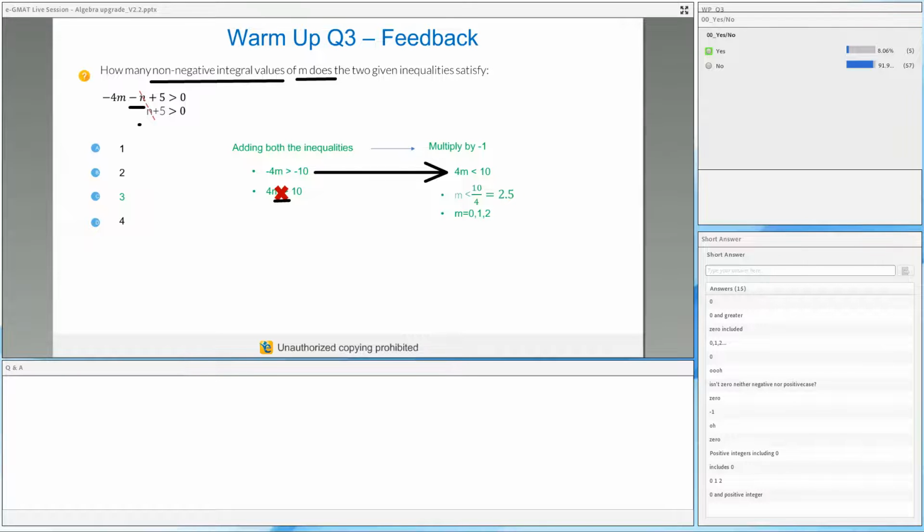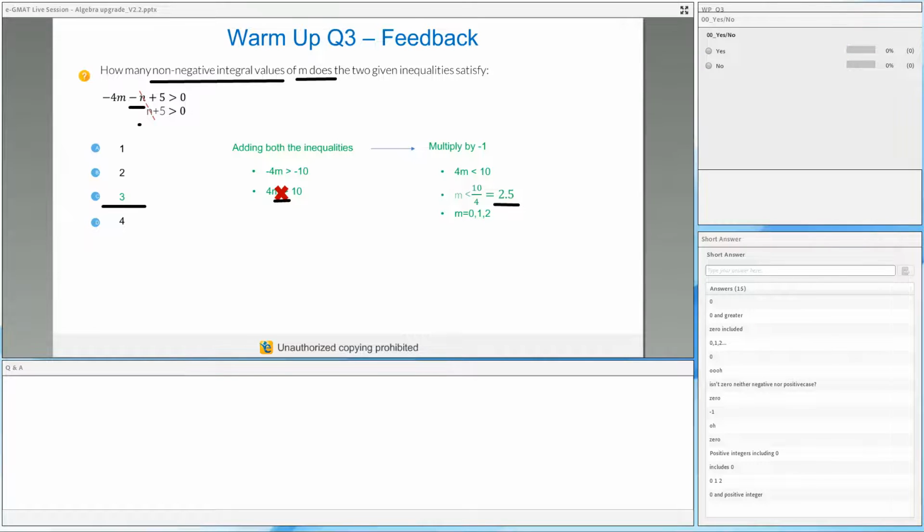However, since I'm multiplying with a negative number on both sides, what I really need to do is change the sign. If I don't do that, I'll end up marking the wrong answer. So once I change the sign, what I'll get is 4m is less than 10. Then I'll divide by 4 on both sides. I'll get 2.5. Since I'm talking about non-negative integers, I'll start from 0 and find all the integers which are less than this, which are 0, 1 and 2. Hence the answer in this case would be option C.